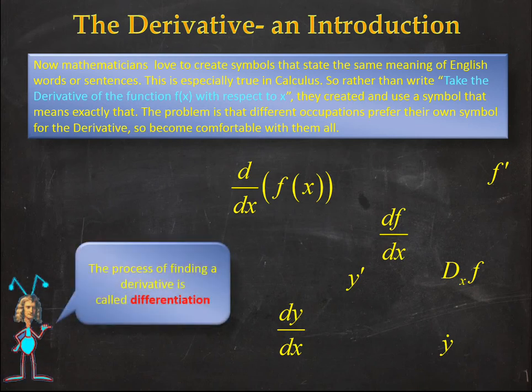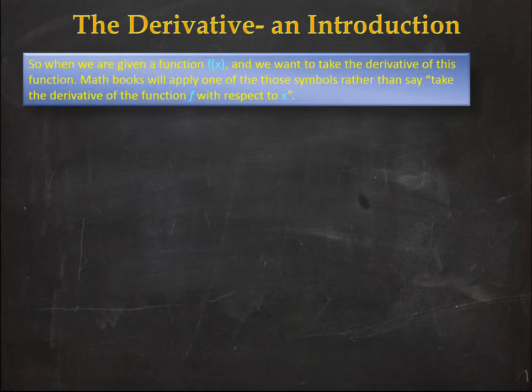Now, just before we look at an example, the process of finding a derivative is sometimes called differentiation. So that may be useful when you hear people talking about derivatives. So we've got a function. I'll give us an example here. We're going to look at a function, and all I want us to do is take the derivative of the function f with respect to x.